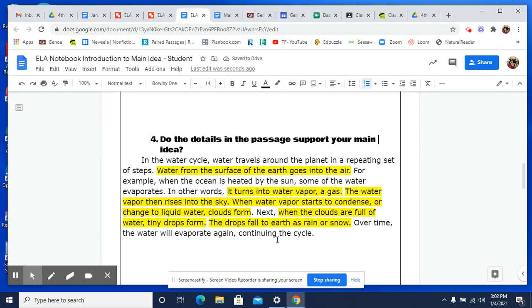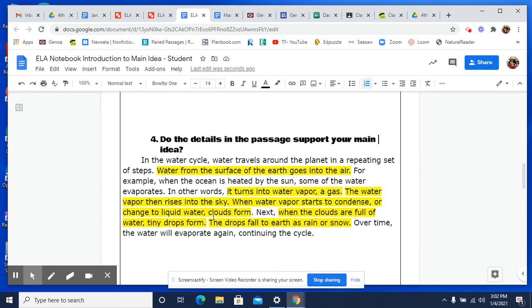Now, that last sentence, over time, the water will evaporate again, continuing the cycle. That also is a detail that supports, because it's talking about the cycle. So it's saying, okay, you just started over. So that also supports it. I'm not going to highlight it just because we already talked about evaporation up here. So I don't feel like I need to highlight evaporation again. But if you chose to, it does support your main idea.